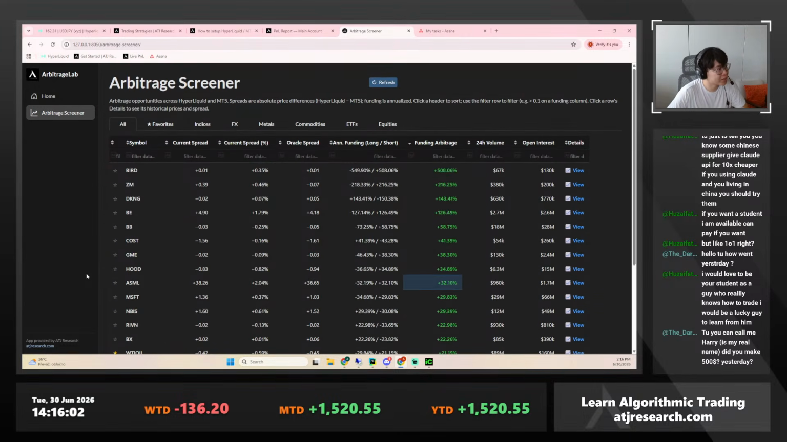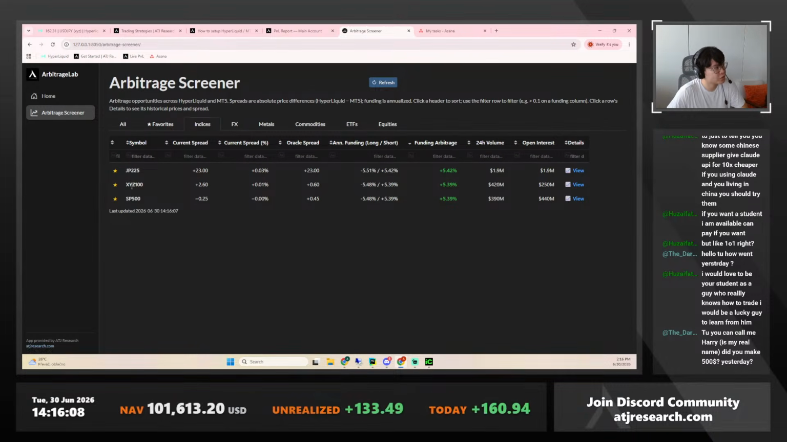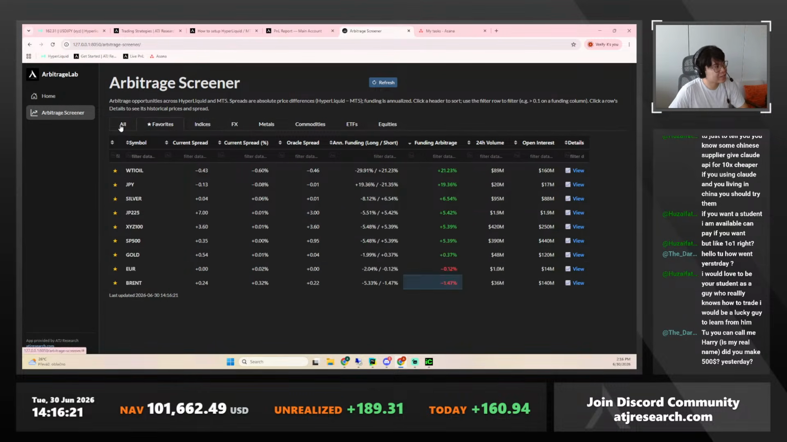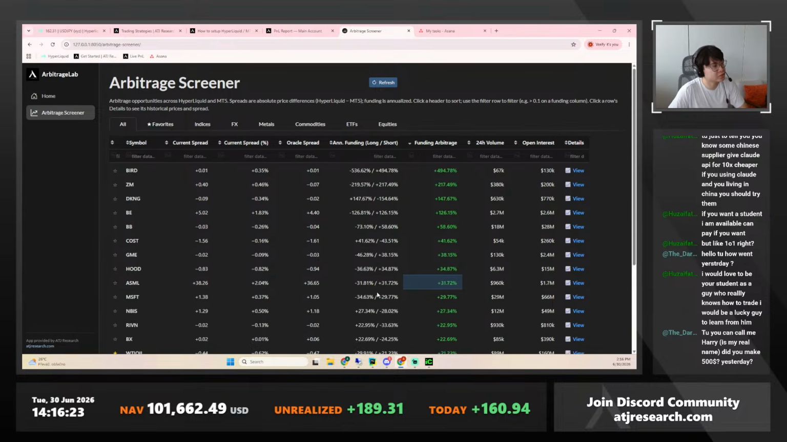Or the second thing I could do is try to compute my own index, right? Here in indices, we have XYZ 100, which is highly correlated with the tech stocks. So I could create a statistical arbitrage where I, for example, hedge XYZ 100 on the same exchange, Hyperliquid, against the underlying stocks.